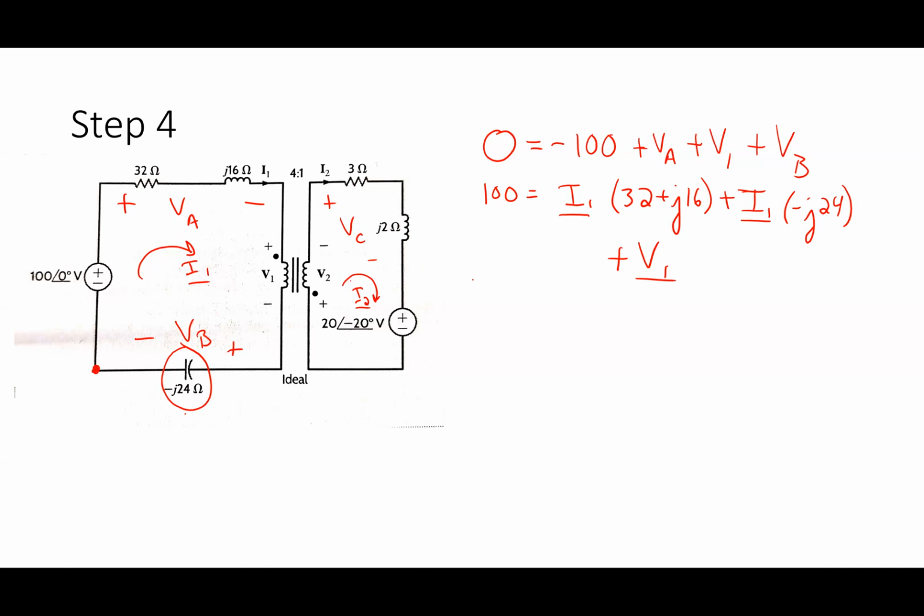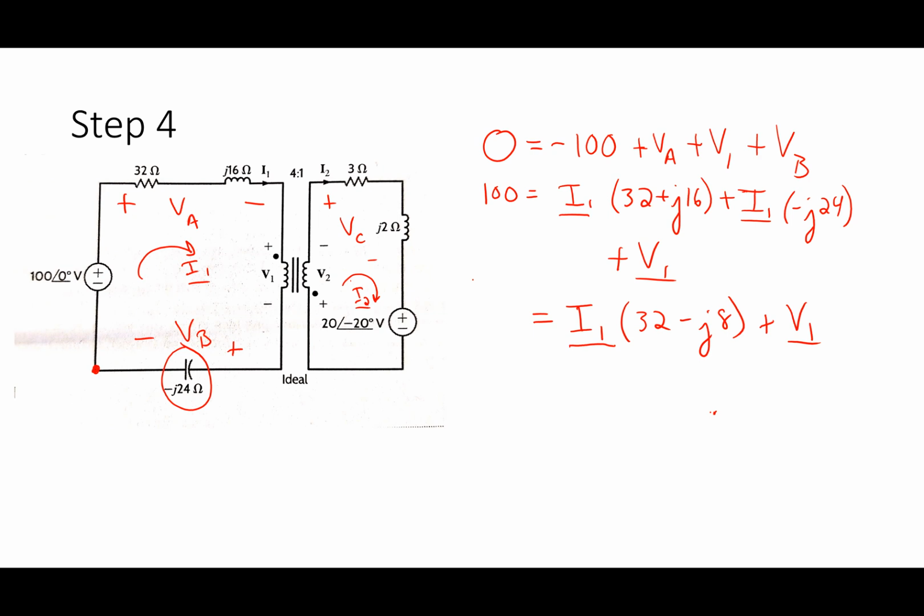This equation satisfies the passive sign convention as I've got it. So I'm going to simplify this and say that I have I1 times 32 plus J16 minus J24, so this becomes minus J8, plus V1. Okay, so that's one equation. That's the one I get from the left mesh that I've written here.